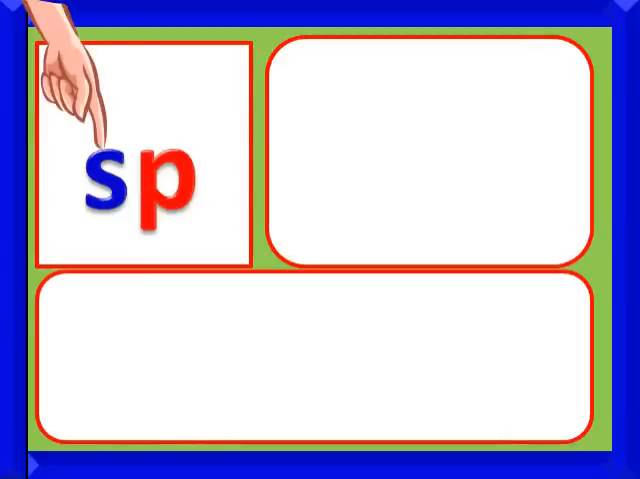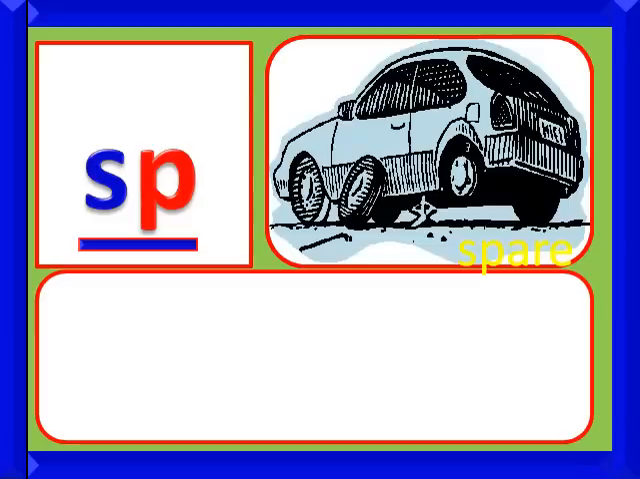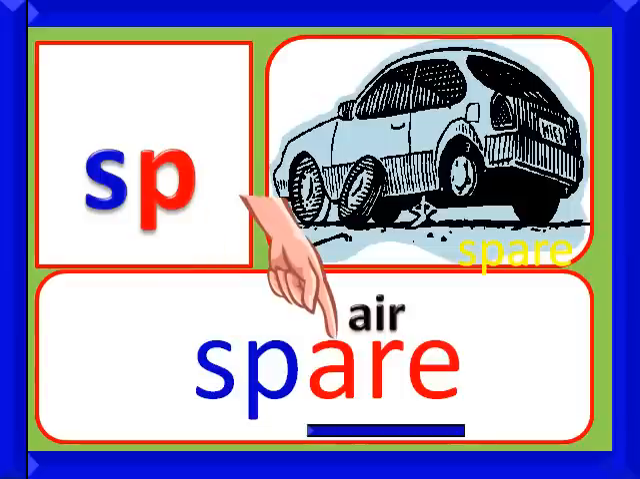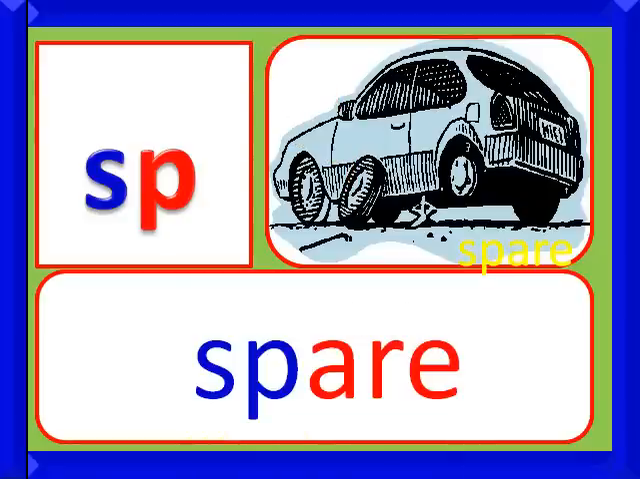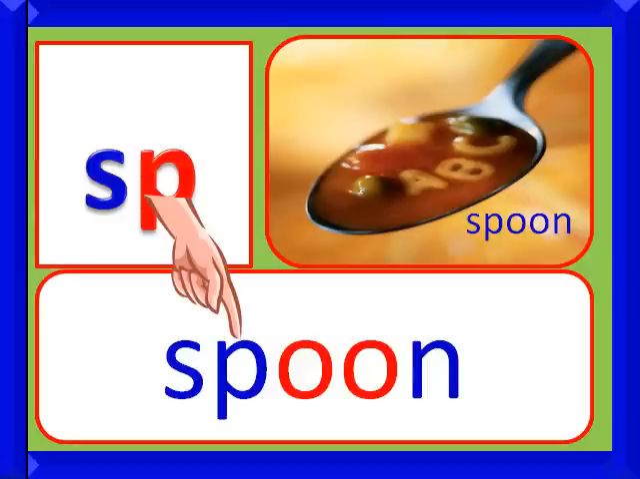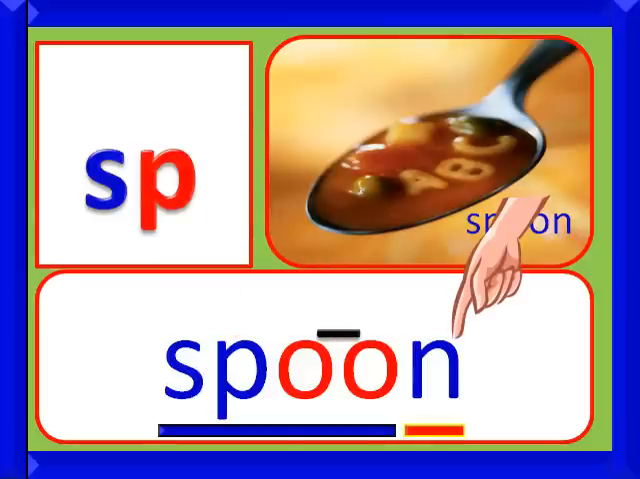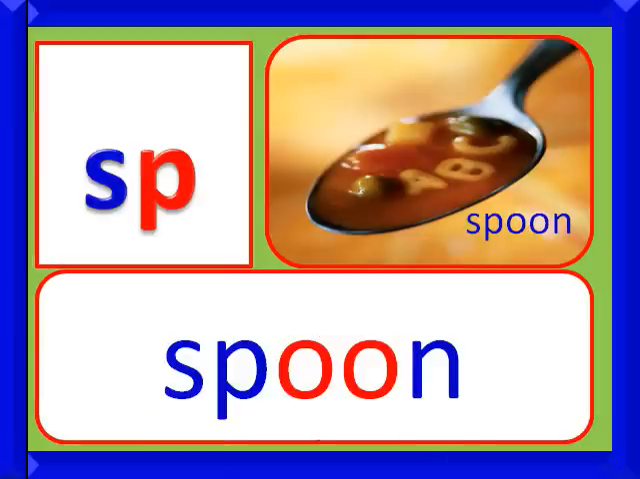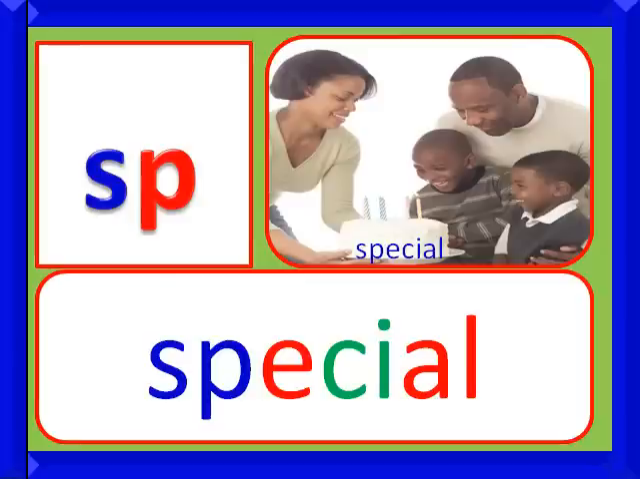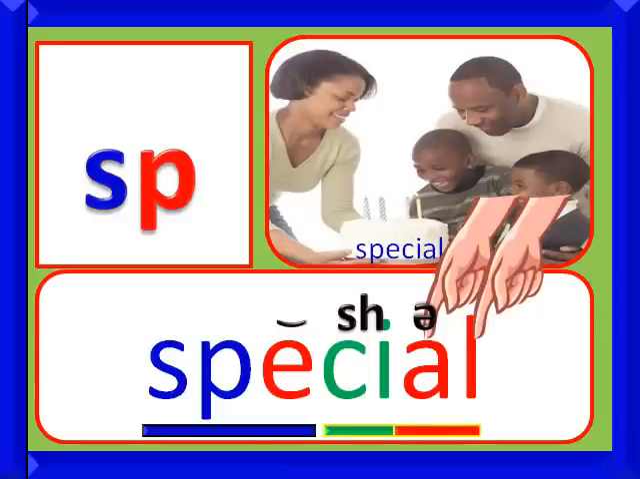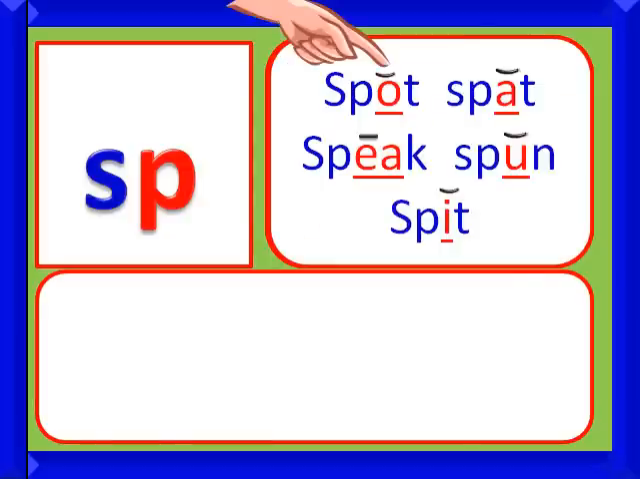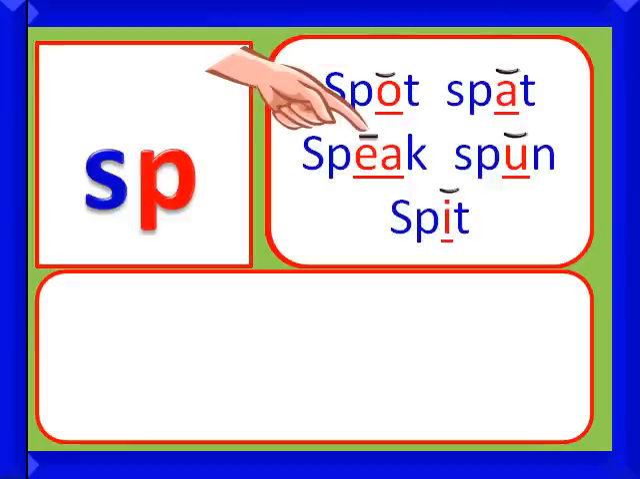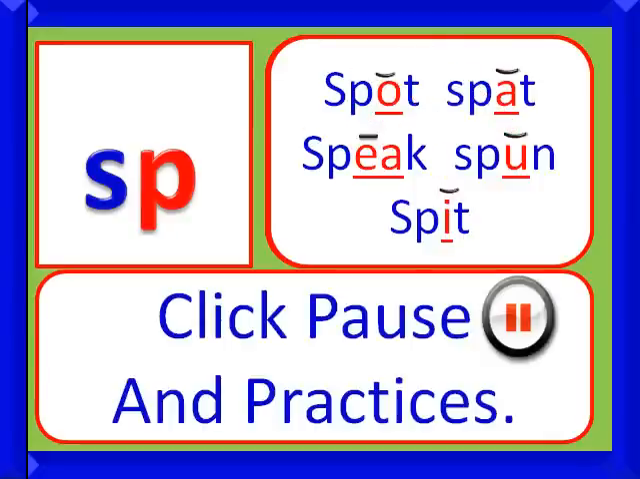Sp. Spear. Spare tire for the car. Spare. Spoon. A spoon with ABC soup in it. Special. The special book. This day is a special birthday. Your turn.